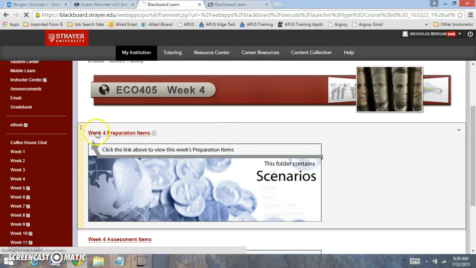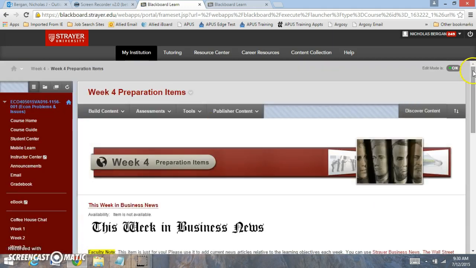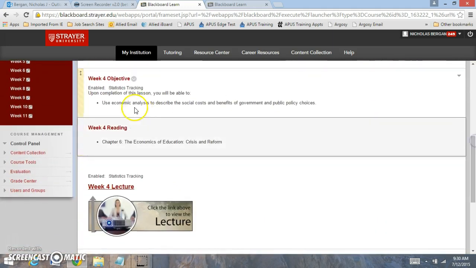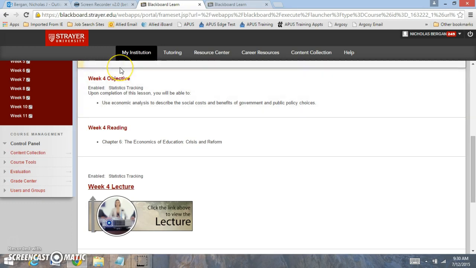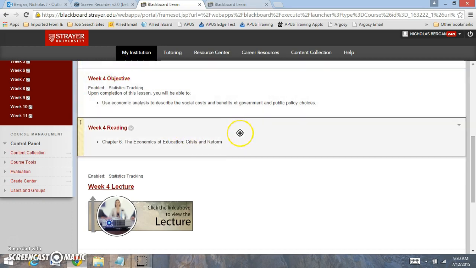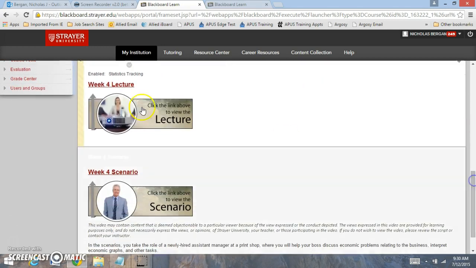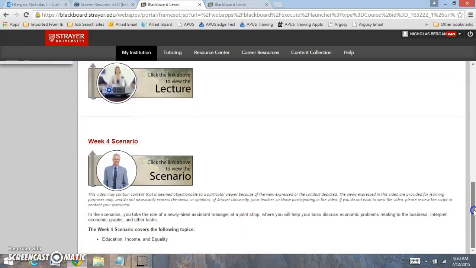In week 4, let's click on the preparation items and review what we're going to cover this week. Here are the weekly objectives. We're going to look at social costs and benefits of government and public choice. The readings for this week are going to be on economics of education. I've posted the week 2 lecture and the scenario as well, as you're an assistant manager of a print shop.